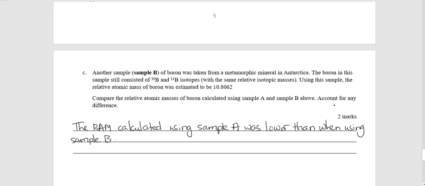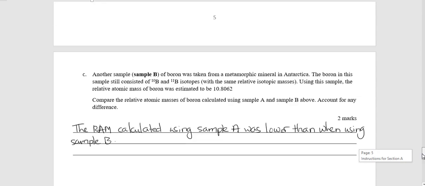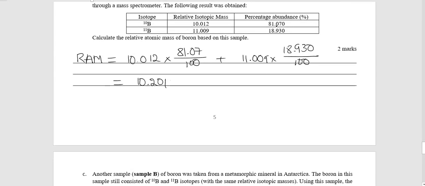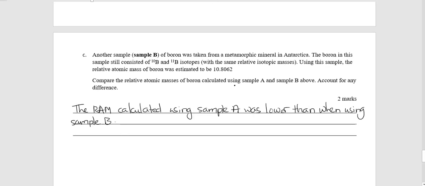Now you need to account for the difference here. Because the question tells you that the two samples contained the same types of isotopes with the same relative isotopic masses, the only thing left that may vary and account for this difference is that they have different percentage abundances because they were taken from different sources, and that's all you really need to say. Even though it's a very simple thing, people actually don't realize that you can have different percentage abundances if you take samples of the element from different sources.